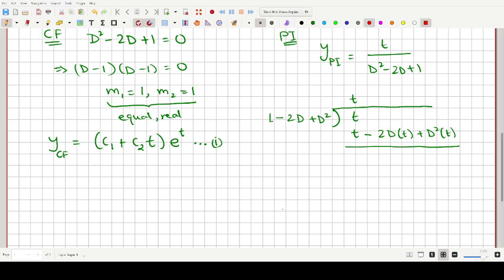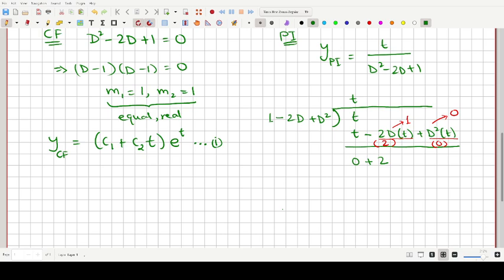So you see that D of t is, sorry, my bad, this is going to be equal to 1, right? D of t is 1 and D squared t is going to be equal to 0, correct? So what we get here is basically 2 instead of 2 Dt, and instead of D squared t we'll get a 0 over here. So we write down 0 here because t minus t is 0, and here we write plus 2. Okay, now we are done with the first step of division.